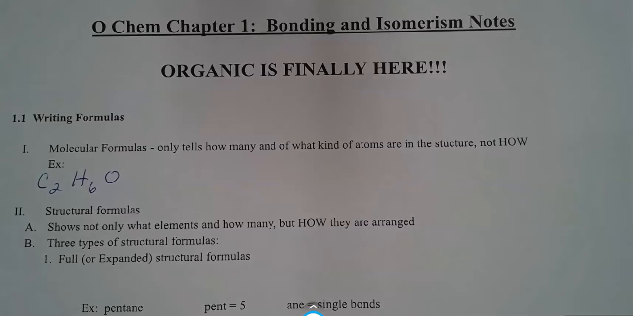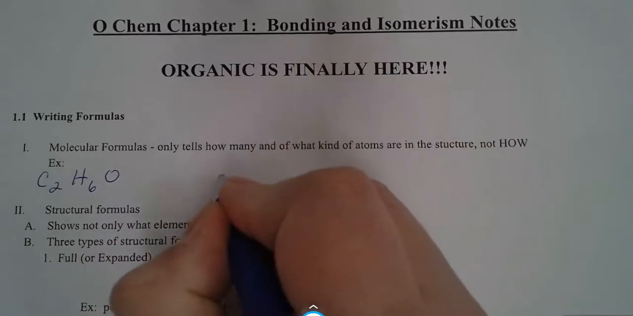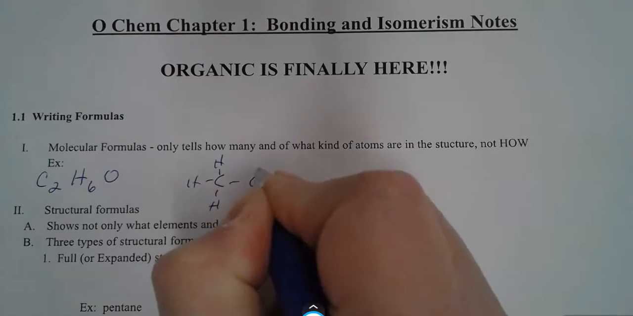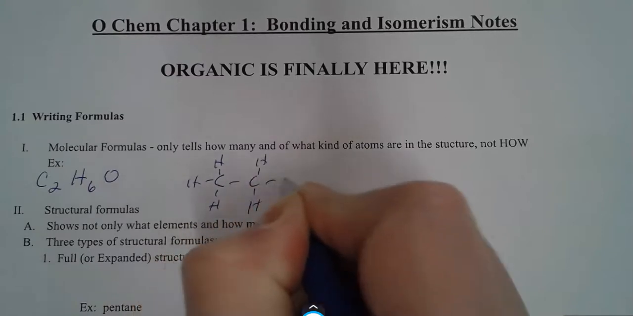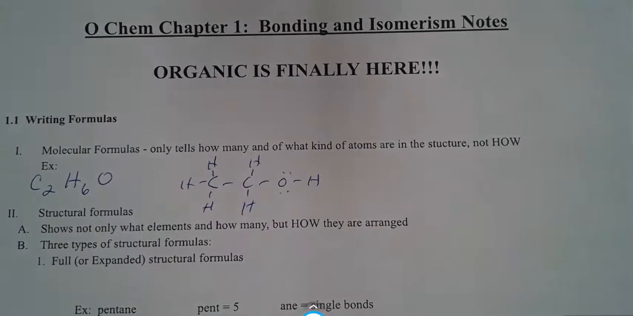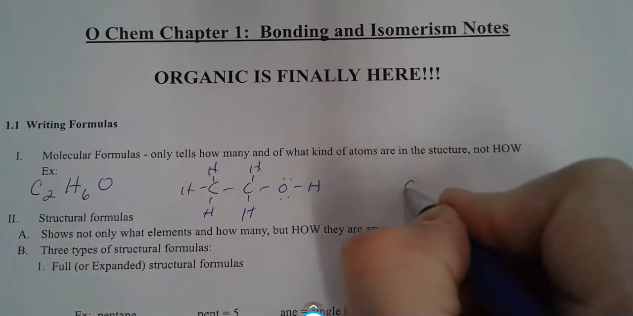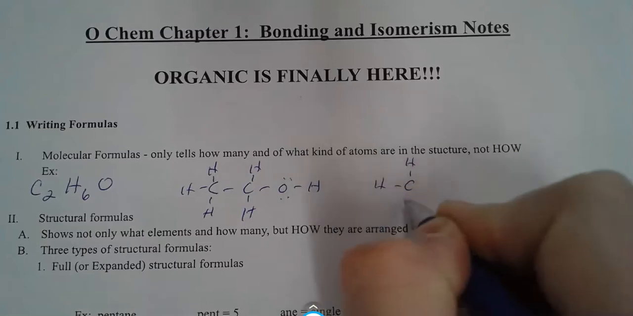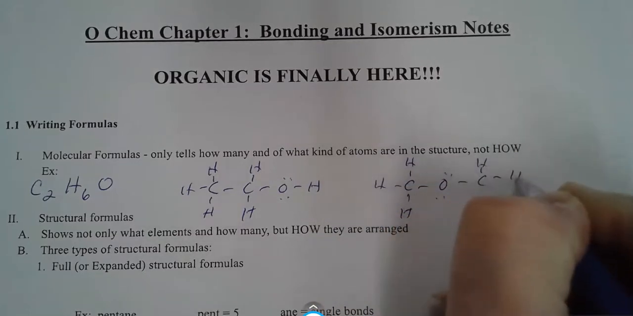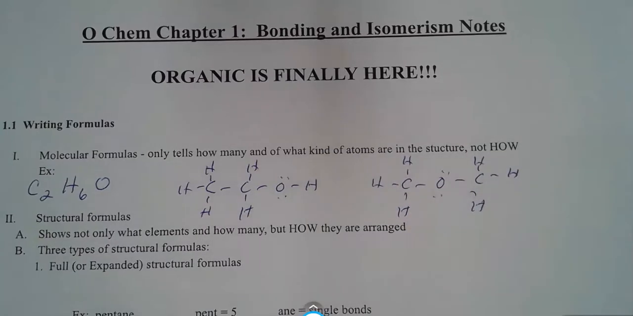Now, what does that tell you? Well, there are 2 carbons, 6 hydrogens, and 1 oxygen. But what does it not tell you? How it's arranged. So look, this is one way it could be arranged. And don't forget your lone pairs. And there is one way to do C2H6O, but watch, there's yet another way, with my lone pairs. And look at the difference, all right?